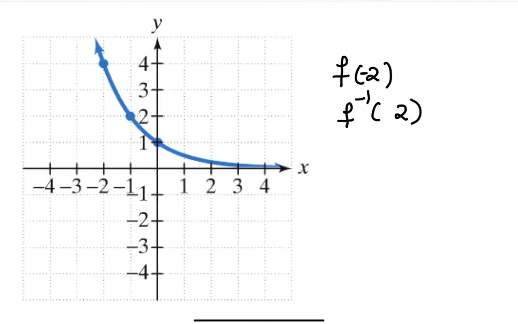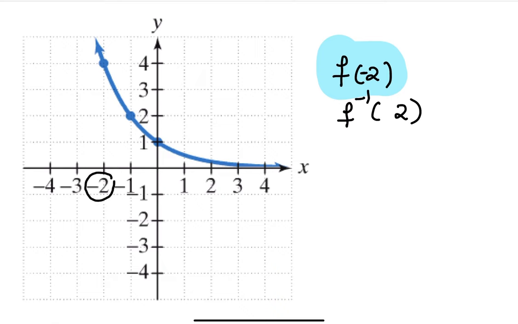So first, let's start with the function. Here, they're not asking me for inverse. They're just asking me to find the function value at negative 2. So my function value, this is my negative 2, right? My function value at negative 2 is 4. So f of negative 2 is 4.